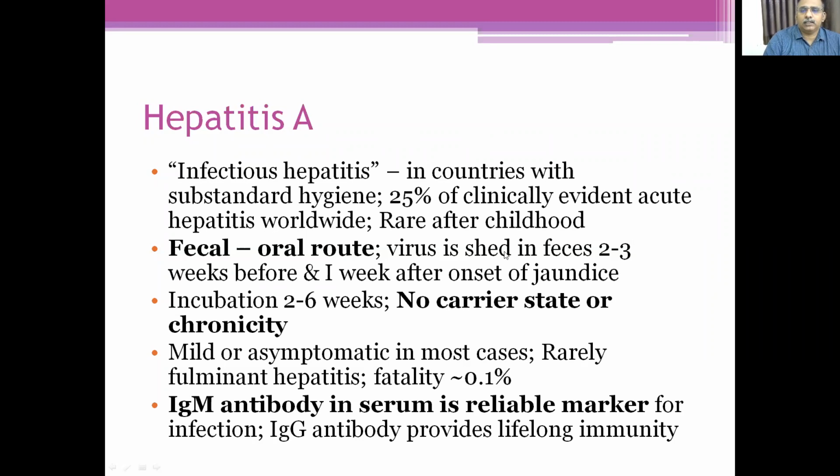The virus is shed in the feces for 2 to 3 weeks before and 1 week after the onset of jaundice. The incubation period is 2 to 6 weeks, and there is no carrier state or chronicity. It is mild or asymptomatic in most cases and rarely causes fulminant hepatitis. Fulminant means severe, life-threatening hepatitis. The IgM antibody in serum is a reliable marker for this disease.